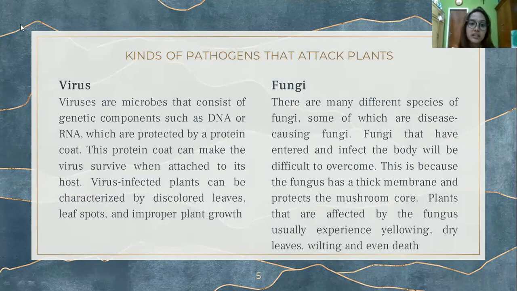The second one is fungi. There are many different species of fungi, some of which are disease-causing fungi. Fungi that have entered and infected the body will be difficult to overcome. This is because the fungus has a thick membrane that protects the fungal core. Plants that are affected by the fungus usually experience yellowing, dry leaves, wilting, and even death.